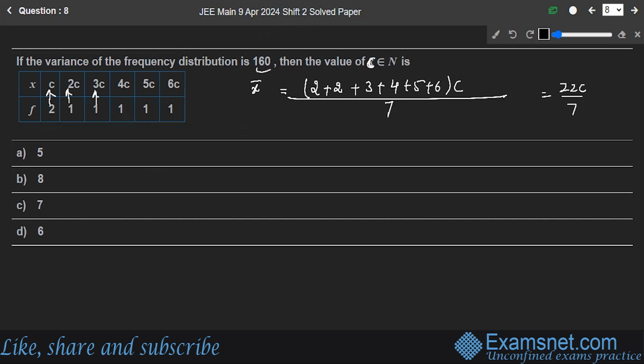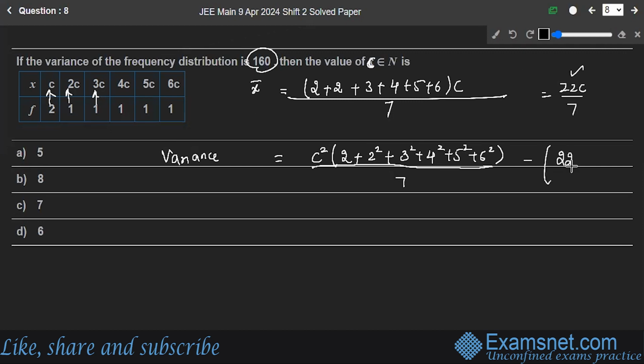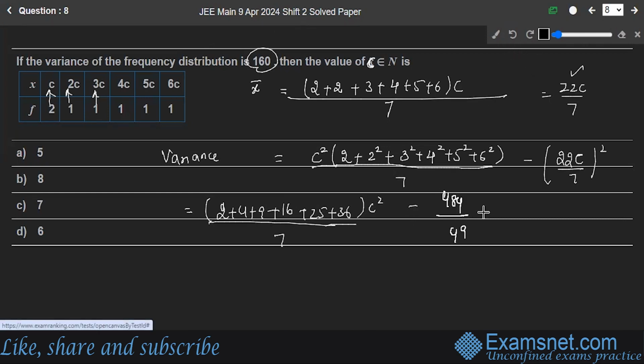Now let's get to the variance of the data, which is given to you as 160 in the question. So here is your variance, which will be given by summation x into xi. So C I'm taking outside common, and this will be 2 into 1 squared, which is equal to 2, plus 1 into 2 squared, 1 into 3 squared, 4 squared, 5 and 6 squared, whole thing divided by 7, minus the mean square. The mean was equal to this, so 22 C by 7 whole square. This will give you on solving 2 and 4, 9, 16, 25, 36 upon 7 into C square, and that's 484 upon 49 C square.